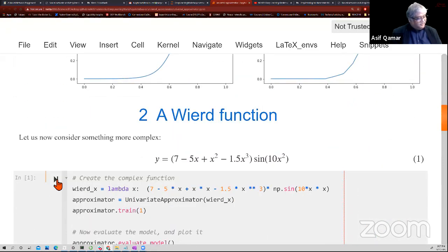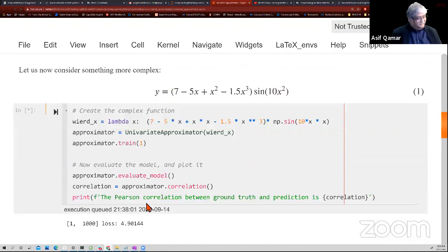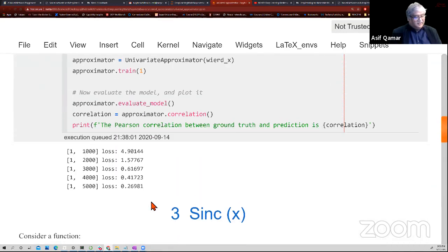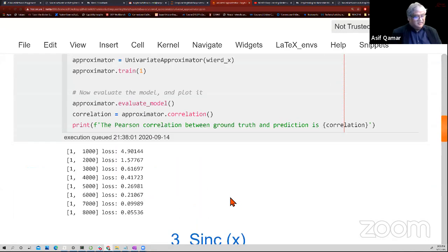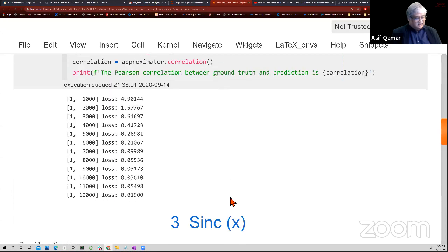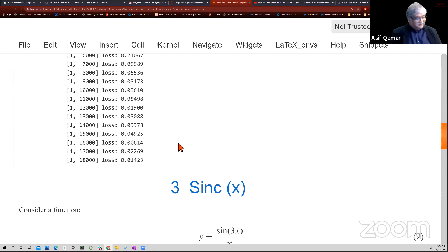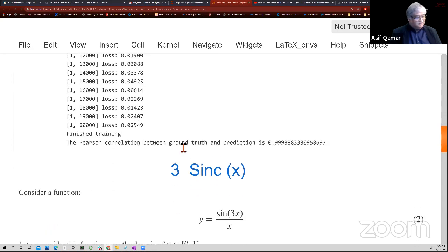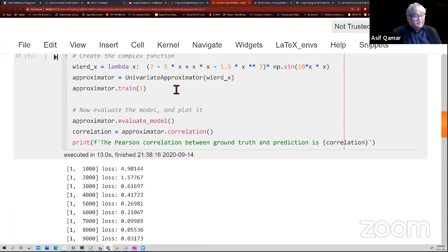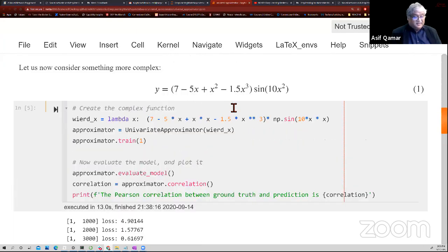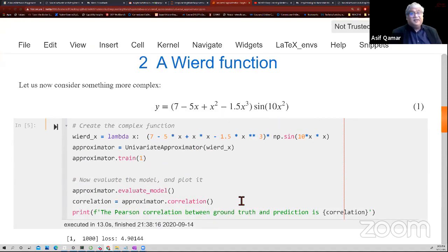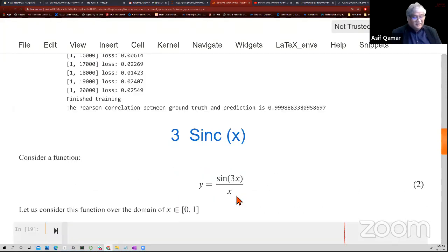Now let's try with this weird function. This weird function also is trying to approximate it. I didn't plot the figure, but you can plot the figure. I'll leave that to you. 99.98% accuracy. Pretty good. Imagine writing some very strange function like this, and then having a neural network approximate it, generating data from this.